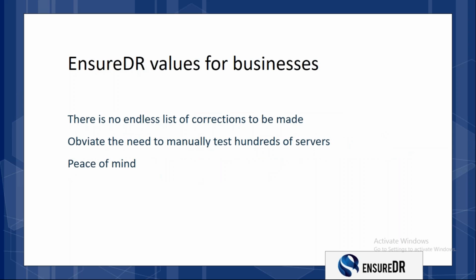Manual yearly DR tests we're all familiar with, but the result of them is an endless list of corrections to be made. On top of the hassle, it's time consuming, and moreover, a yearly test is far from being enough. That means that during that time gap, your business is at risk. When you use EnsureDR, there is no endless list of corrections to be made, and EnsureDR tests your recovery site every month. EnsureDR obviates the need to manually test hundreds of servers, and EnsureDR's expertise is to increase your assurance to recover to the maximum and maintain your peace of mind.